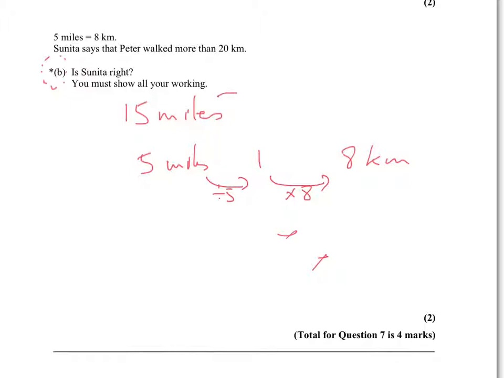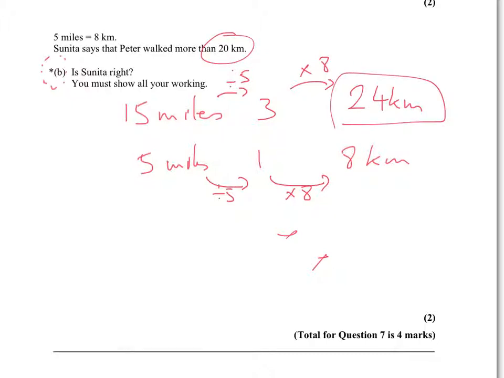So from the miles here, I'll divide by 5. It's the same as the recipe sort of questions that we get. It's a proportion kind of question. So divide by 5 and times by 8. Well, 15 divided by 5, don't even need a calculator for that one. That's a 3. Times by 8, 24 kilometres. Sunita says that Peter's walked more than 20 kilometres. Is she right? Yes, he's walked 24 kilometres, is our final answer.